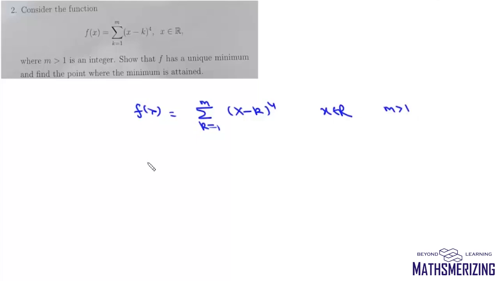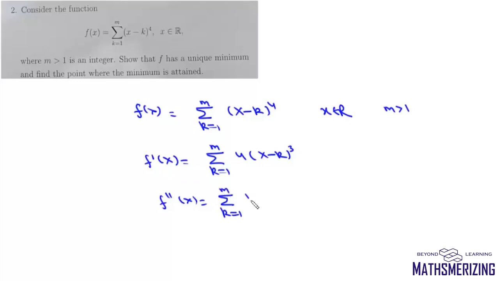Now if we find f'(x), it will be this summation k varies from 1 to n, and this is 4 (x minus k) cube. And if we find f''(x), it will be this summation k varies from 1 to m of 12 (x minus k) whole square, that is always greater than 0.